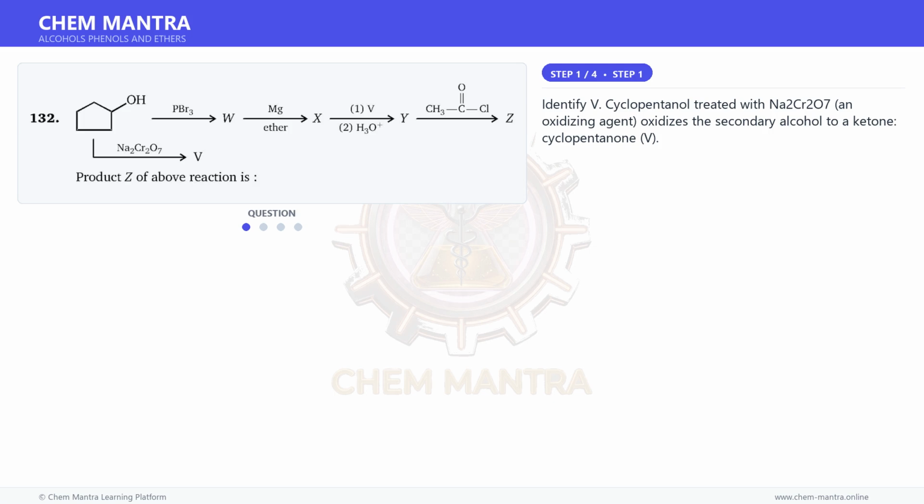Identify V. Cyclopentanol treated with Na2Cr2O7, an oxidizing agent, oxidizes the secondary alcohol to a ketone, cyclopentanone, V. Moving on to the next step.